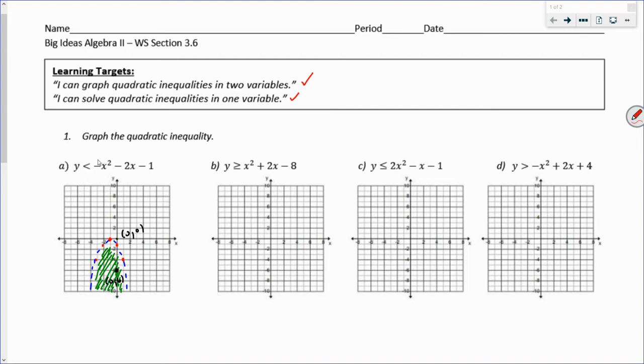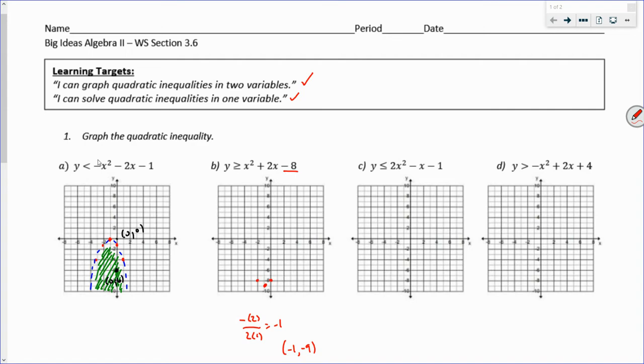So moving on to part B. Negative b over 2a gets us negative 1. So our vertex is going to be at negative 1, comma, and I'm going to plug in negative 1 to the original. Negative 1 squared plus 2 times negative 1 minus 8. Get negative 9. So now I've got negative 1, negative 9, and then a y-intercept of negative 8 and its mirror.